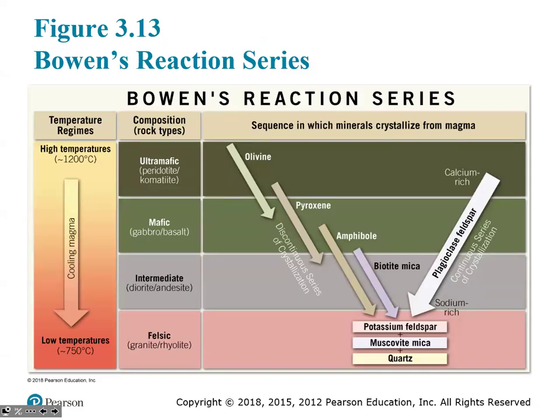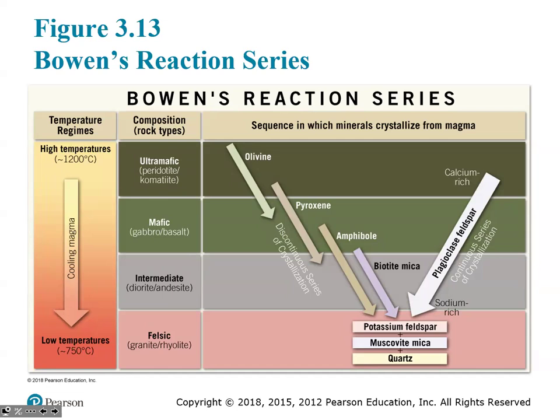So the sequence in which minerals crystallize from magma: at high temperatures, you get ultramafic things, so things like olivine will crystallize out, and calcium-rich plagioclase feldspar. Then the mafic ones, where you have pyroxene and amphibole. The intermediate ones, we have amphibole, biotite mica, and the calcium-rich plagioclase feldspar. And at the lowest temperatures, you have the felsic ones, where potassium feldspar, muscovite mica, and quartz are all in there.